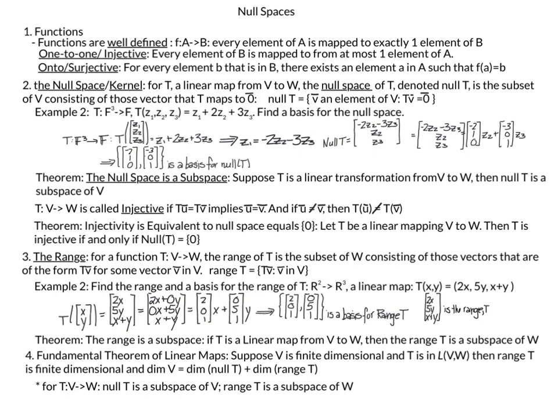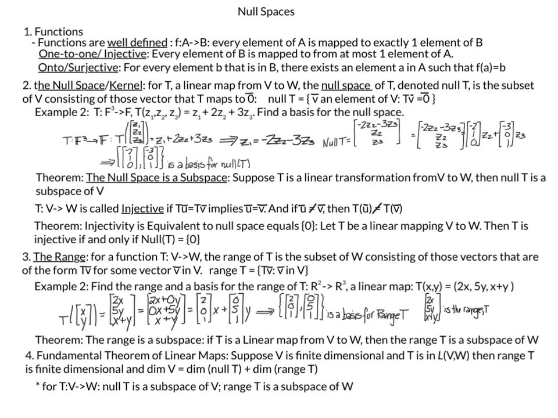Then we discussed the null space, or the kernel, of a transformation T. So if T is a linear map from V to W, the null space of T, denoted null T, is the subset of V consisting of those vectors that T maps to the zero vector in W. So the null of T is equal to the set of V such that T of V is equal to 0.